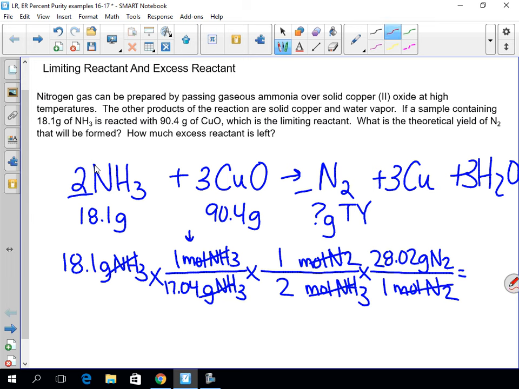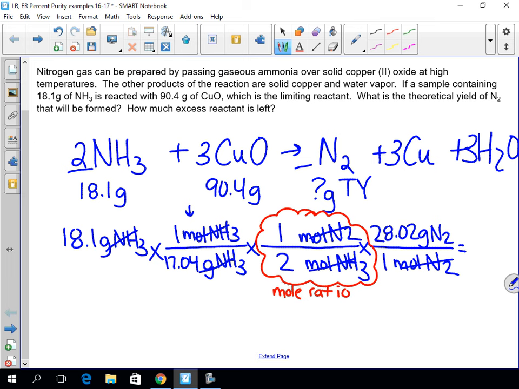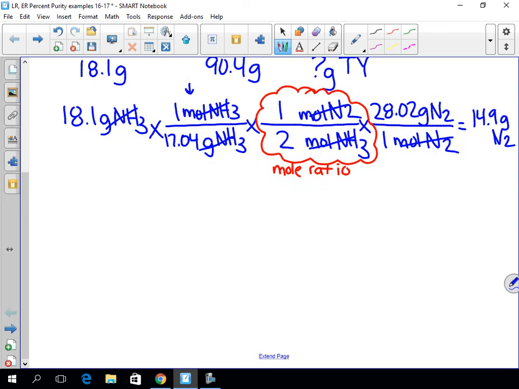Now notice the only step where I put in numbers other than 1, where I use the balanced equation, is here in my mole ratio step. We'll go ahead, let's label that so we remember that's our mole ratio step. And at that step, we can put any number in front of moles that we want to. It's just based on the balanced equation. So 18.1 divided by 17.04 divided by 2 multiplied by 28.02 gives us 14.9 grams of nitrogen.